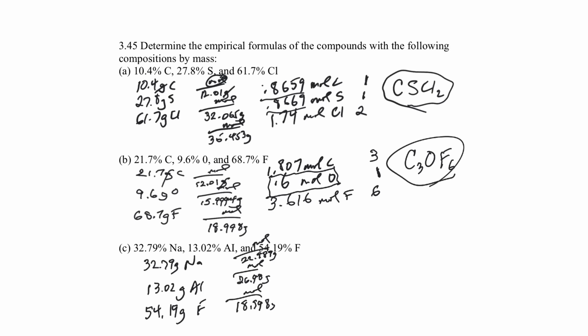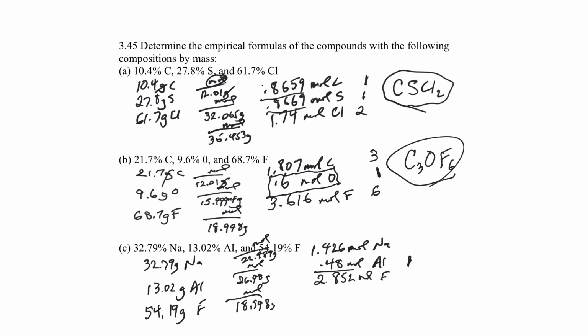32.79 divided by 22.989 gives me 1.426 moles of sodium. 13.02 divided by 26.98 gives 0.48 moles of aluminum. 54.19 divided by 18.998 gives 2.852 moles of fluorine. So take the smallest one, that's the 0.48.